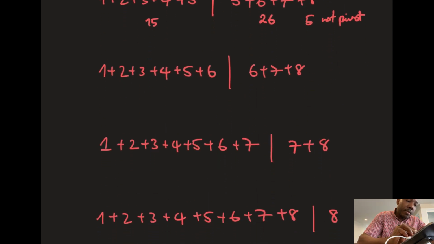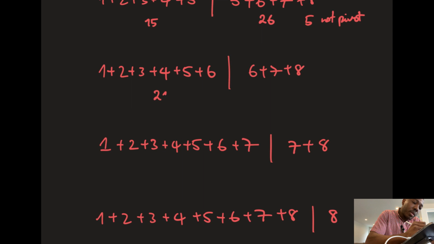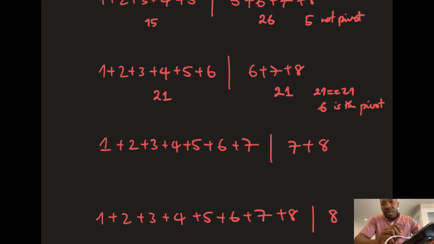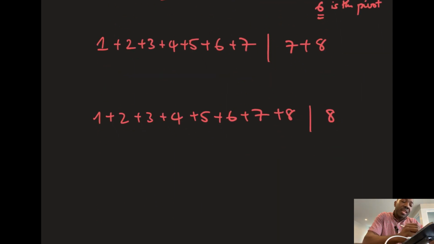We do the same for 6. This is 21, and this is also 21. Yes, 21 is equal to 21. So 6 is the pivot. And as soon as we find the pivot, we stop our algorithm and return that number. If we were not able to find the pivot, we continue the algorithm until we have exhausted all the numbers. And if we are not able to find the equality, then we can simply return -1.